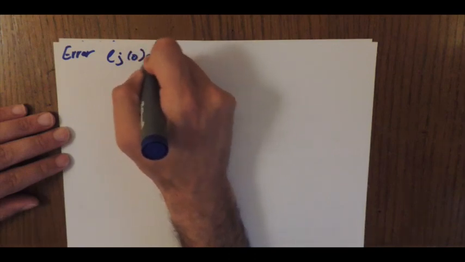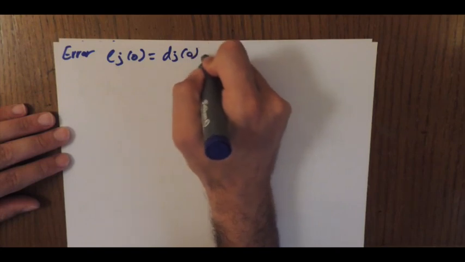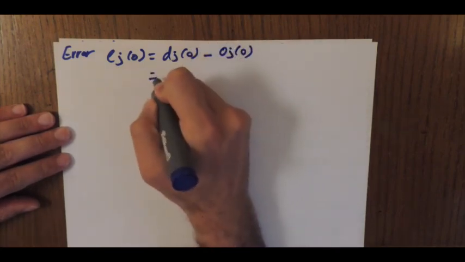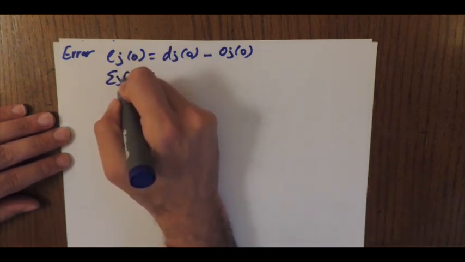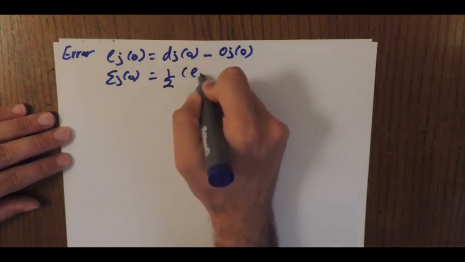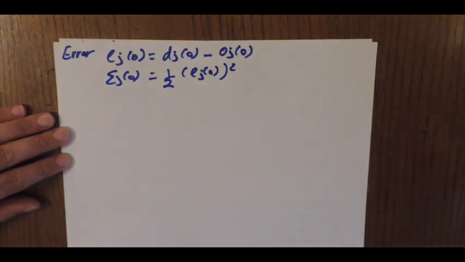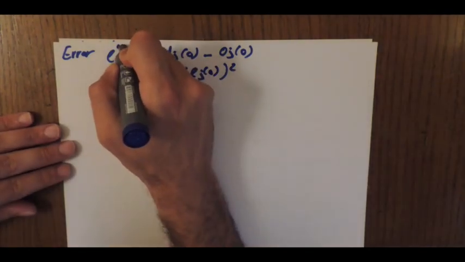So if we check at the error, we have ej of 0 is equal to dj of 0 minus oj of 0. In this case, we also have the instantaneous error, which is equal to half ej of 0 squared. Now, this is of course for the output layer.